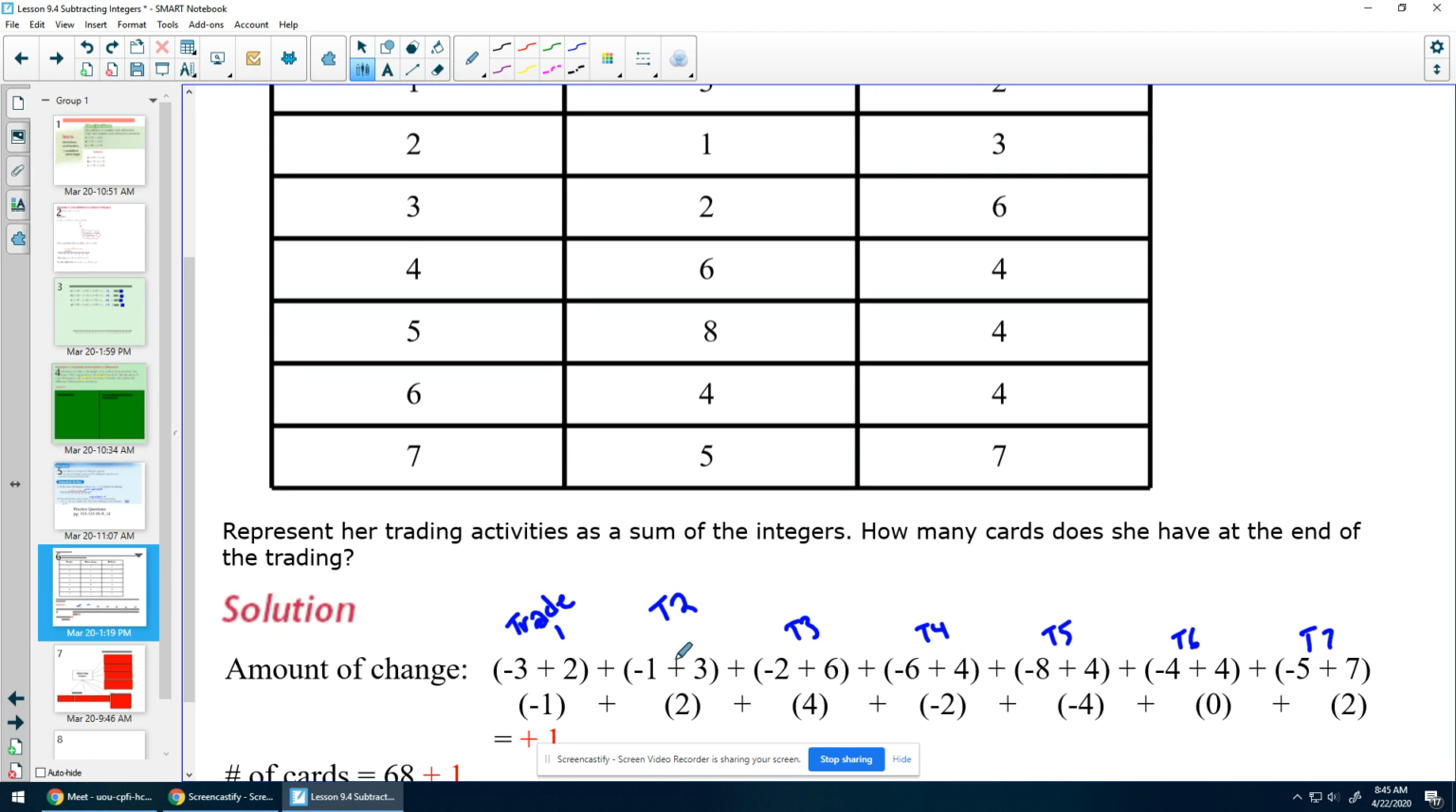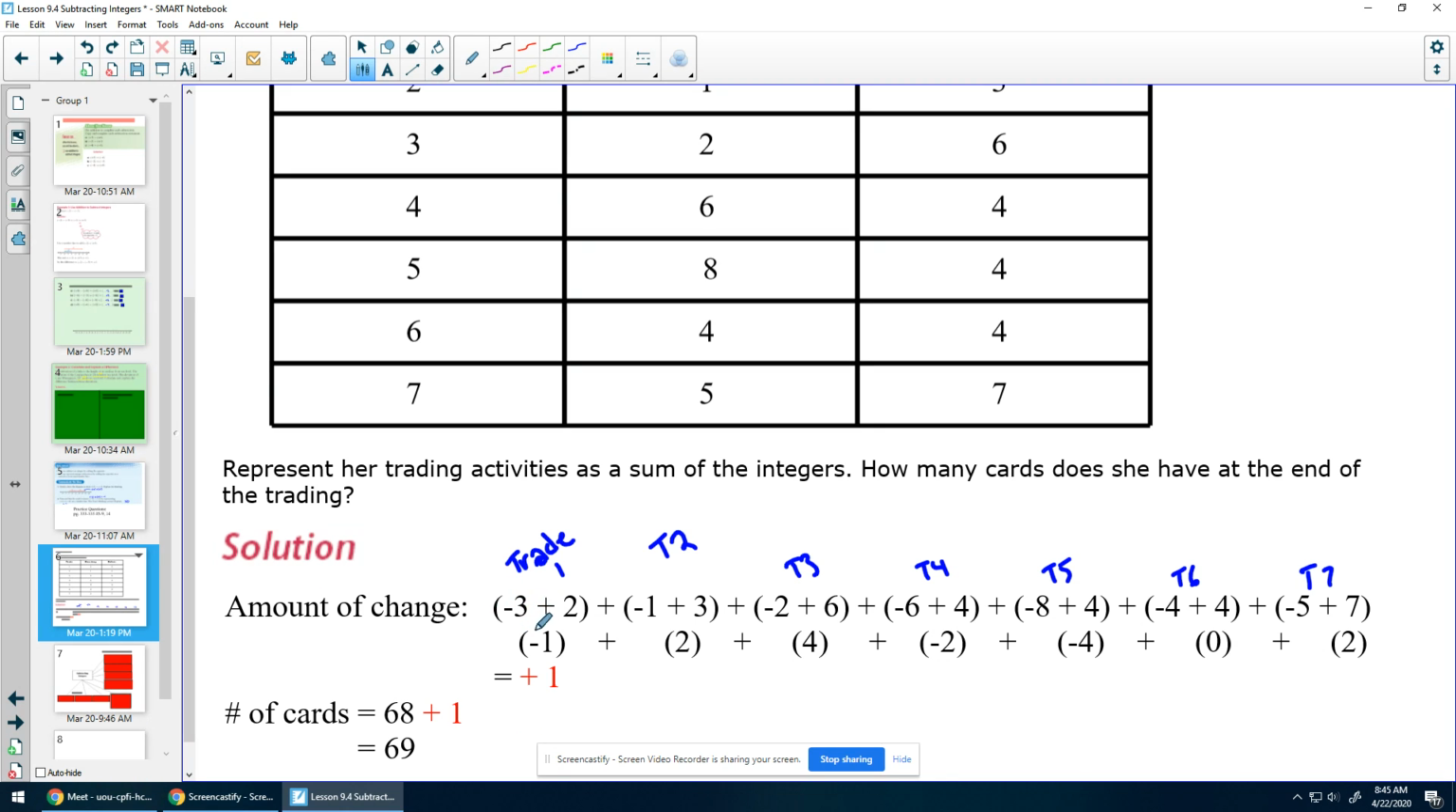Then we're going to solve those step by step. Because they're in brackets, we're thinking about BEDMAS. -3 plus 2 is -1. Then next, we're going to add what's in the brackets here. -1 plus 3 is 2. Then -2 plus 6 is 4. Then we're going to add -6 plus 4, which is -2. Add -8 plus 4, which is -4. -4 plus 4 is 0. And -5 plus 7 is 2. Then we can add all of these together, and that will give us +1.